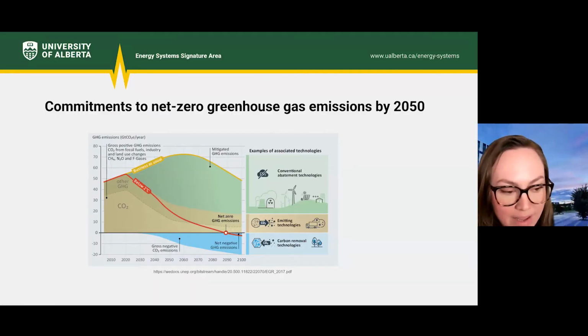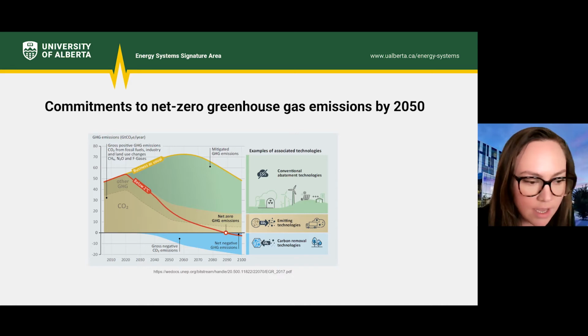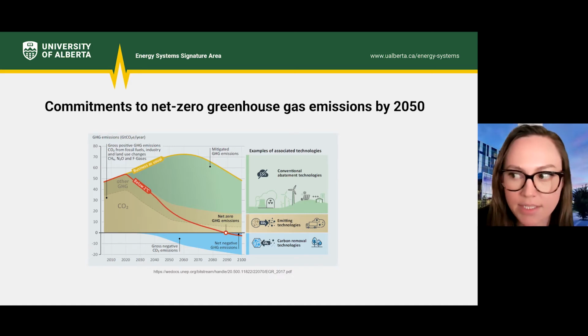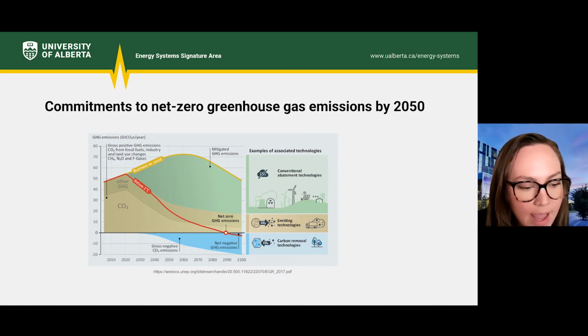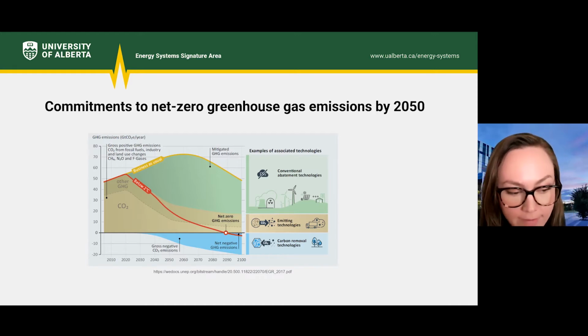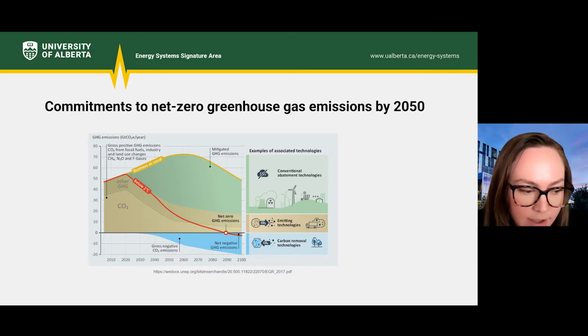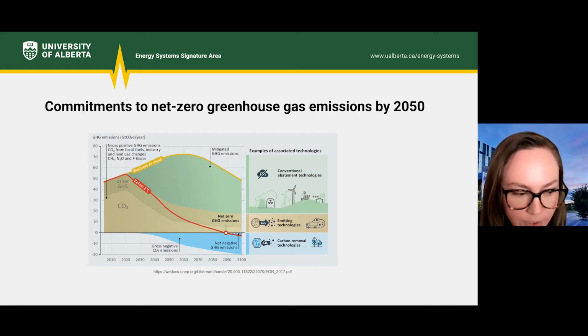So many governments and different companies around the world, including energy companies, have committed over the last couple of years to achieving net zero greenhouse gas emissions by 2050. And this was really motivated by a 2018 special report by the Intergovernmental Panel on Climate Change, which said that to keep global warming below 1.5 degrees Celsius, we would need to reach net zero greenhouse gas emissions by 2050, or by 2090 to keep warming below 2 degrees Celsius.